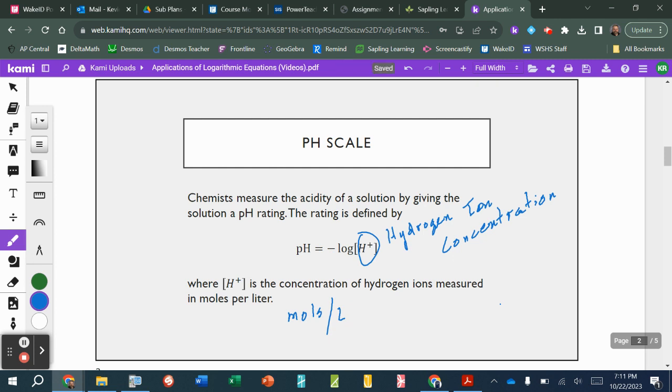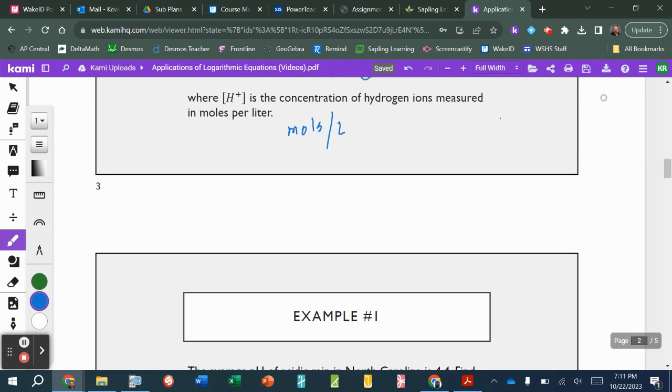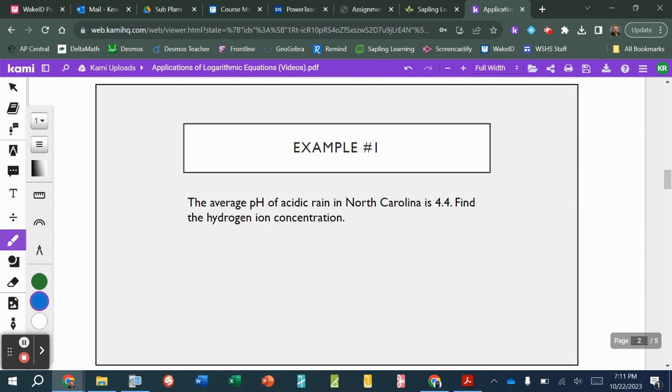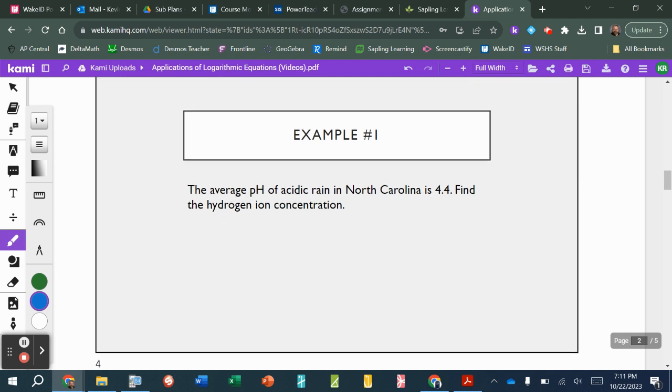All right, and so let's take a look at a sample problem that we could possibly see. Example number 1: the average pH of acidic rain in North Carolina is 4.4. This is accurate. Find the hydrogen ion concentration. If they're giving us a pH value, that's going to get put into the left-hand side of the equation where we see pH on that previous slide. Then it'll be equal to the negative common logarithm of the hydrogen ion concentration, which is what they're asking us to find.